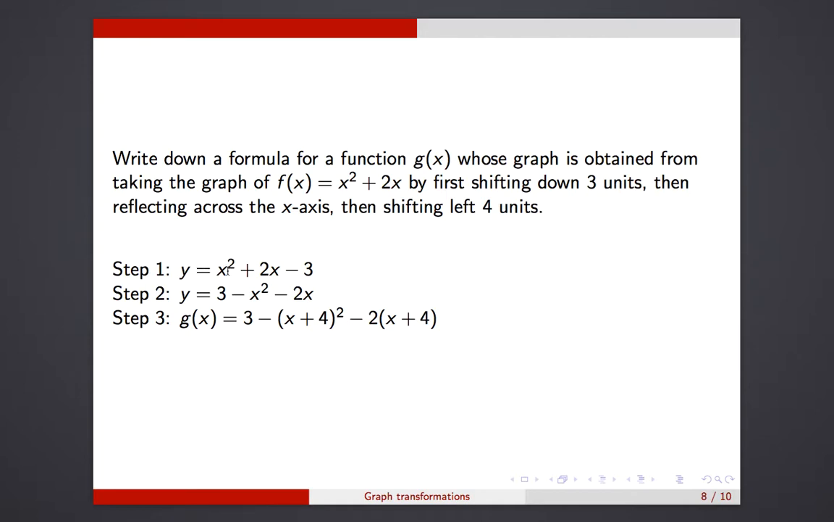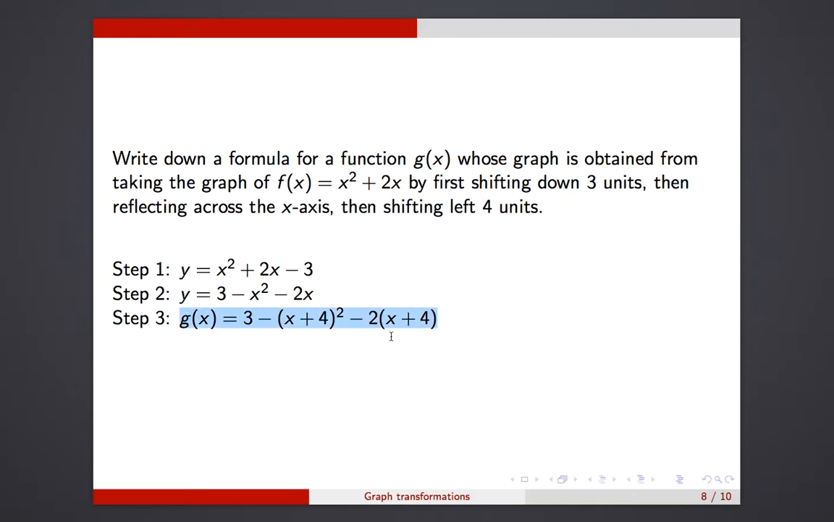So first, let me shift down by 3. That requires a -3 there. Then for the next step, we have to hit everything with a negative sign. So the -3 becomes +3. The x squared becomes -x squared. 2x becomes -2x. And then at the end, to shift left by 4, we have to replace all of our x's with x plus 4, not, as you might expect, x minus 4.